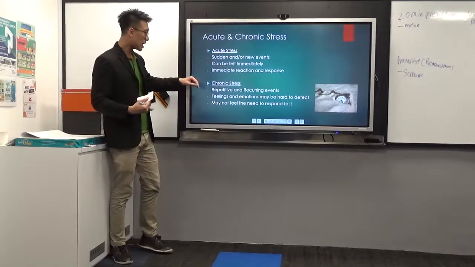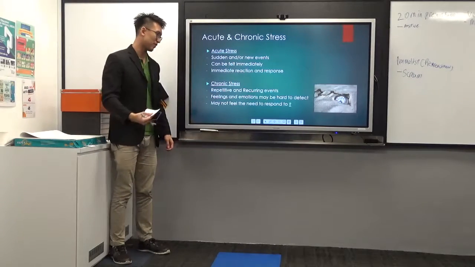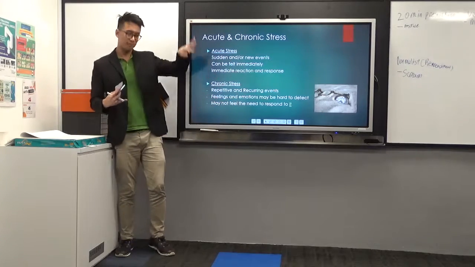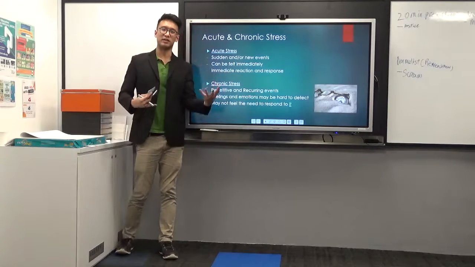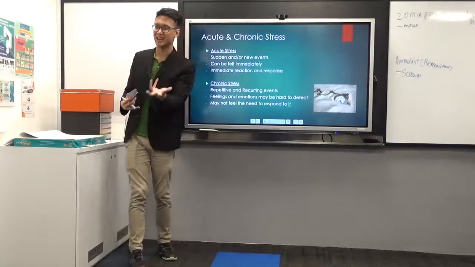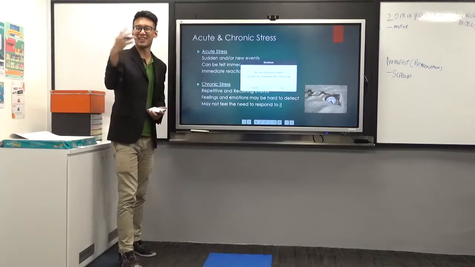And as for chronic stress, those are repetitive and recurring events. Those are harder to detect because you have become habituated by it already. It becomes a habit. Like for example, your wife nagging at you, or your husband complaining about this and that.